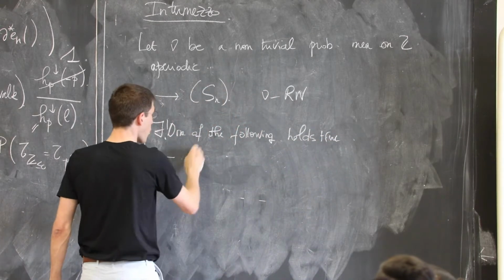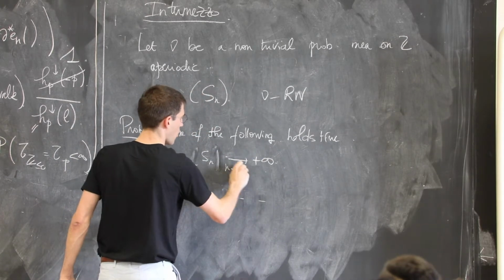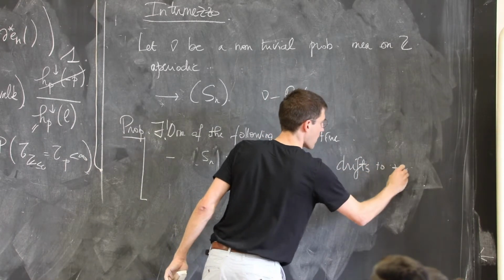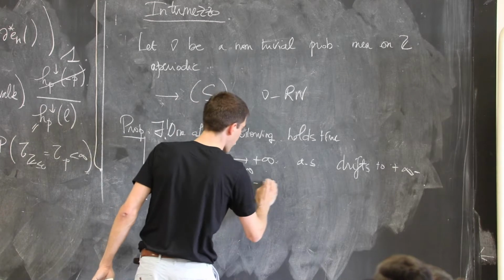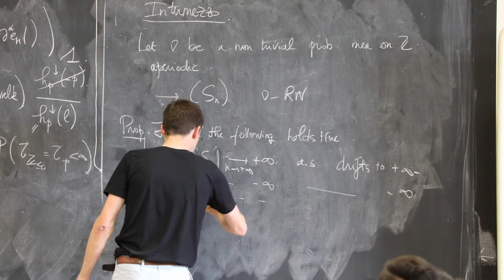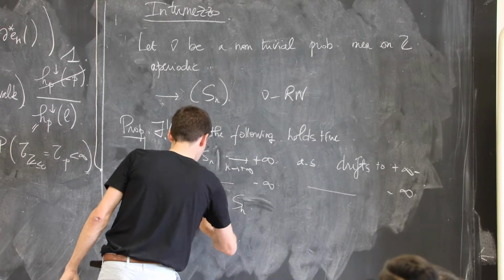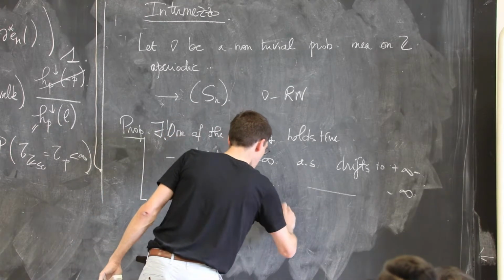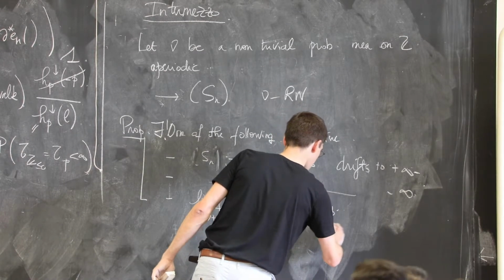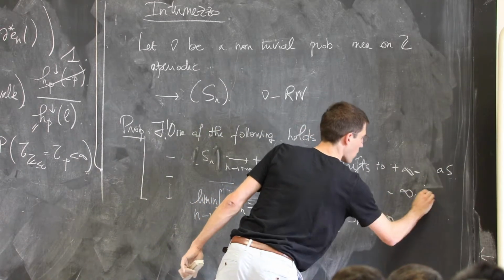So either your walk tends to plus infinity almost surely. We say it drifts to plus infinity. Or your walk drifts to minus infinity. Or your walk oscillates. What does that mean? That means that you will reach arbitrarily negative values, and you will reach arbitrarily large positive values. And everything holds almost surely.